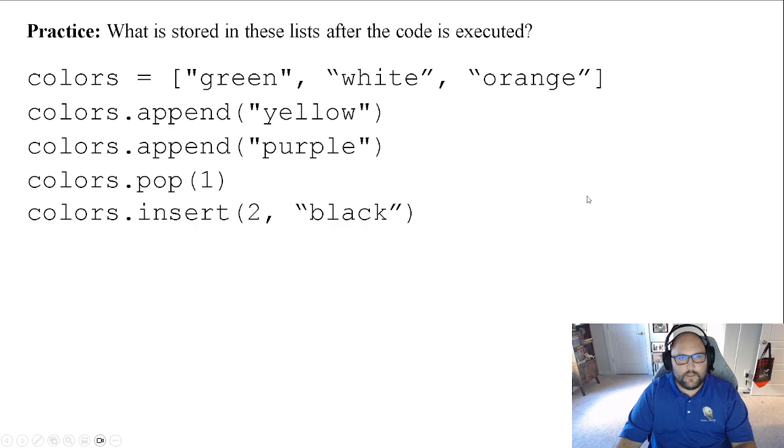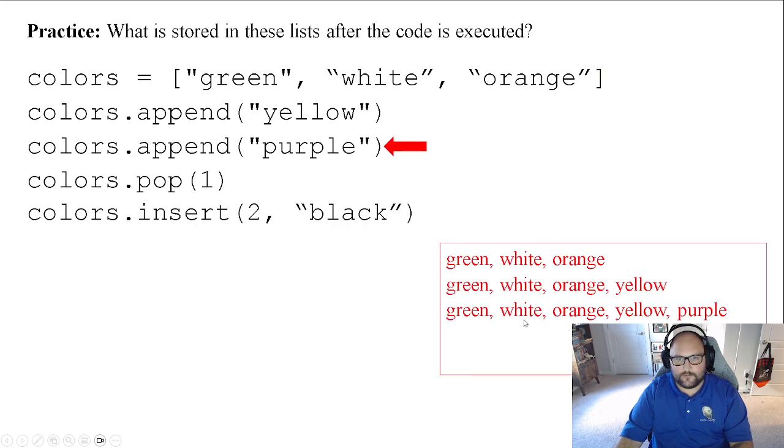So what is stored in these after the code is executed? For colors, we have green, white, orange. We're going to append yellow, so that means we're going to add yellow to the end. So we have green, white, orange, yellow, then purple. So green, white, orange, yellow, purple. But then we're going to pop off position 1. That would be white. White's gone, so then we have green, orange, yellow, purple. Then we pop off position 1, green's at 0, white is at 1. So pop off white, then it's gone. And then finally we're going to insert black at 2, 0, 1, 2. So where the yellow is, black goes in, so yellow just gets pushed.